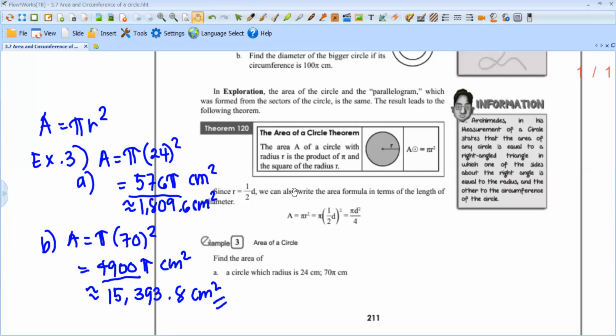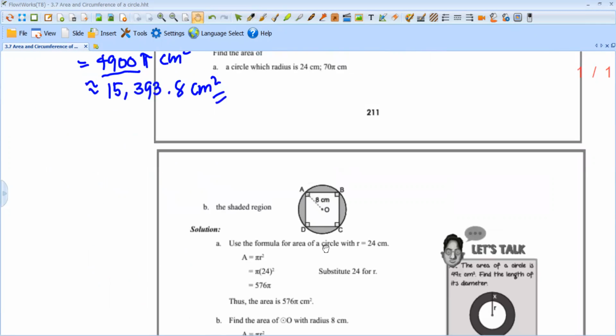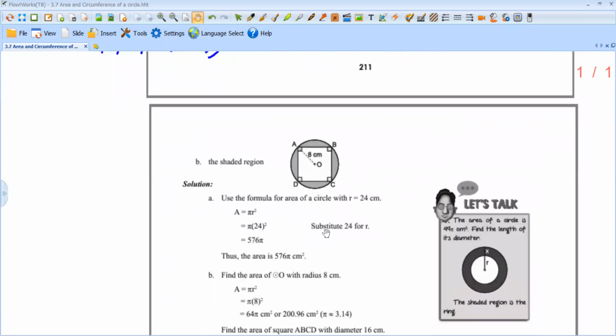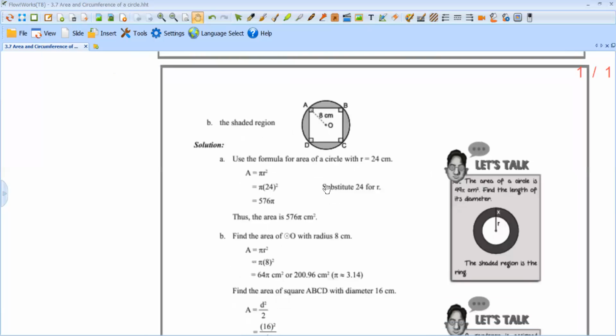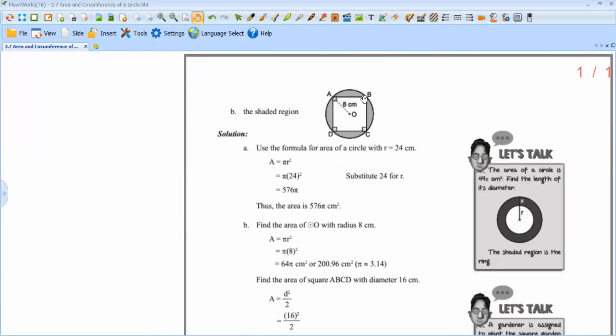Archimedes, in his measurement of a circle, states that the area of a circle is equal to a right-angled triangle, in which one of the sides about the right angle is equal to the radius and the other is the circumference of the circle. Okay, letter B. Let us see shaded region. Most entrance exams apply the areas like this, okay?